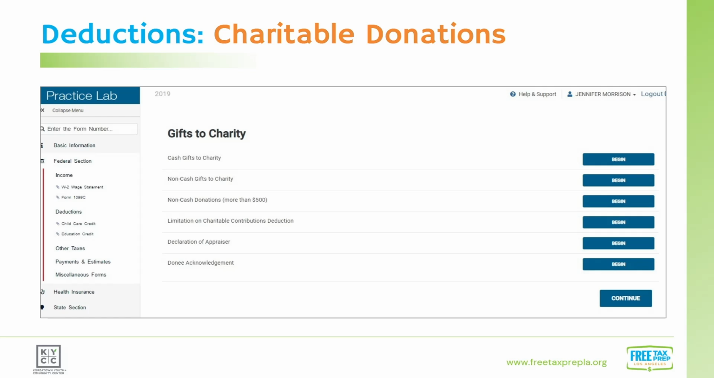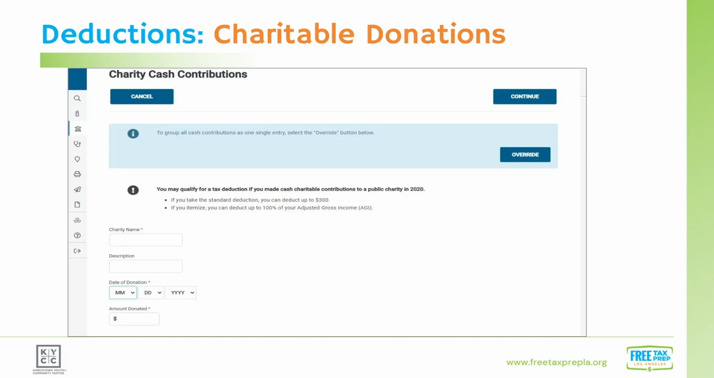This is where you'll be putting in gifts to charity. And as you can see, cash gifts, non-cash donations, limitation on charitable contribution deductions. There are different sections here. However, for most of the time, it'll either be cash gifts to charity or non-cash gifts to charity.